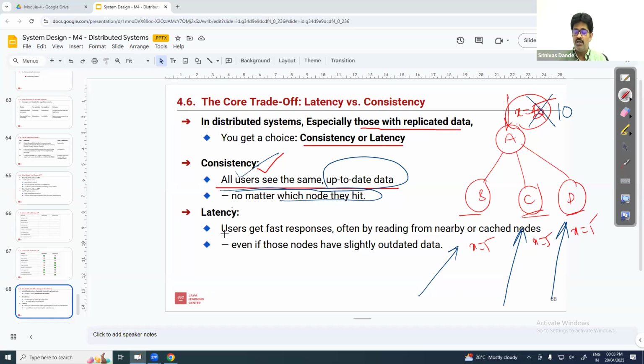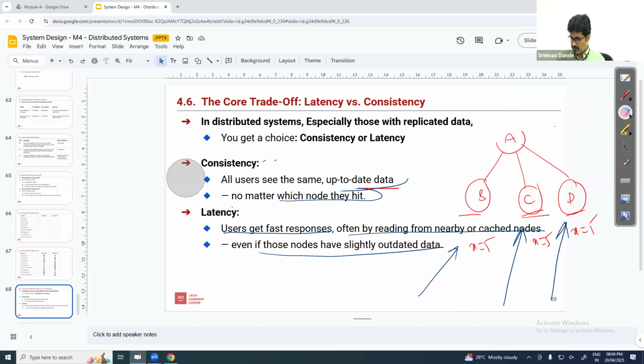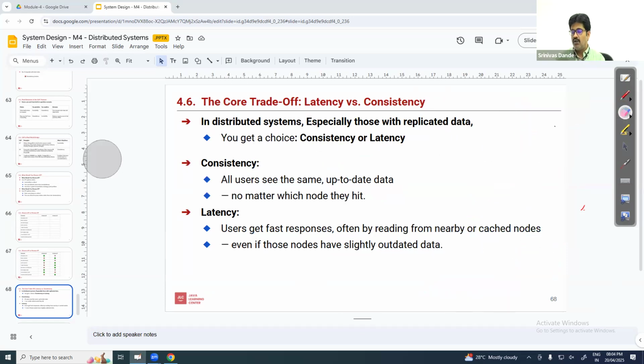Latency: users get fast responses by reading nearby data, even though it may be slightly outdated data also. That is latency. Now you have to choose, do you want consistency or latency?